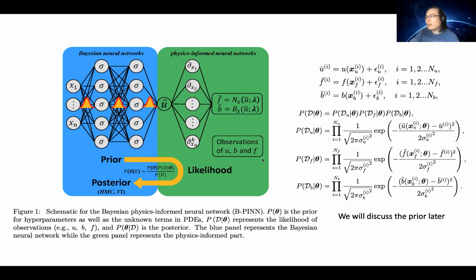As we can see, there are 3 key points: the prior, likelihood, and posterior. The likelihood is actually kind of easy.